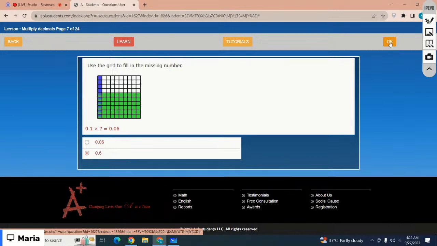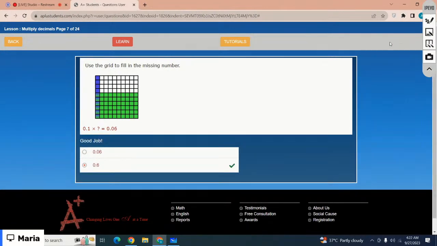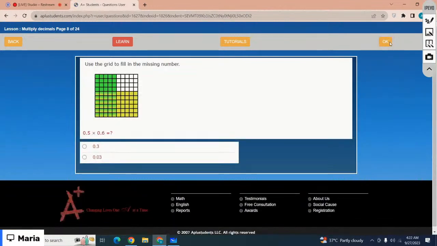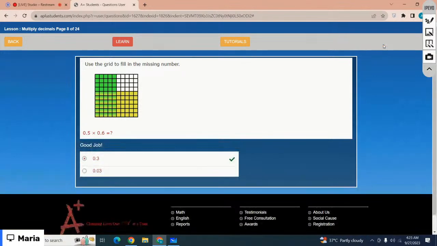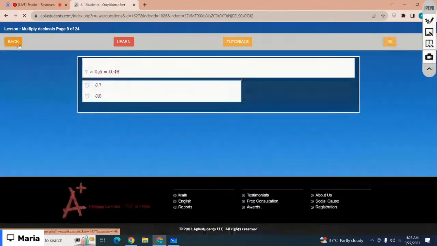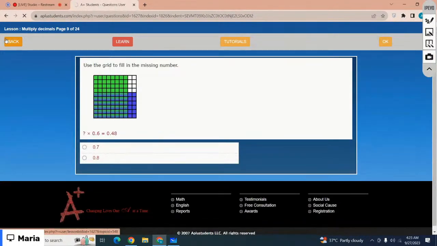Okay, I forgot to click on the OK button. The next one is 0.5 times 0.6. So which is the correct option? You have to count the columns that have both colors, right? Because they both have one decimal place, right? The answer must have two. That would be 0.30 actually it is, right? Okay, you can complete the lesson by yourself later today.